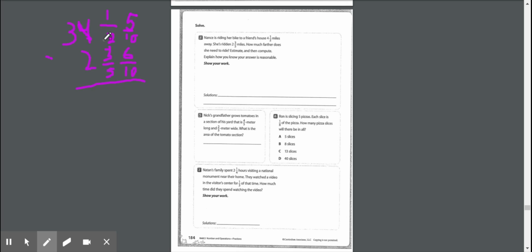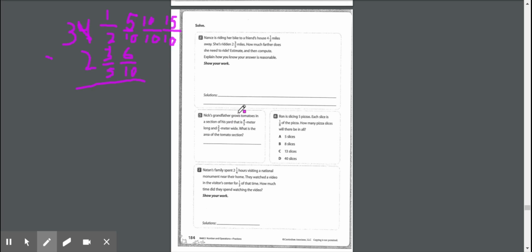And I'm going to borrow 1 whole, so that if I'm already working in tenths, I'm going to borrow 10 tenths and add that to what I already have, which is 5 tenths. So now I will have 15 tenths minus 6 tenths, and 3 take away 2. And that will be your answer, and you can simplify it.